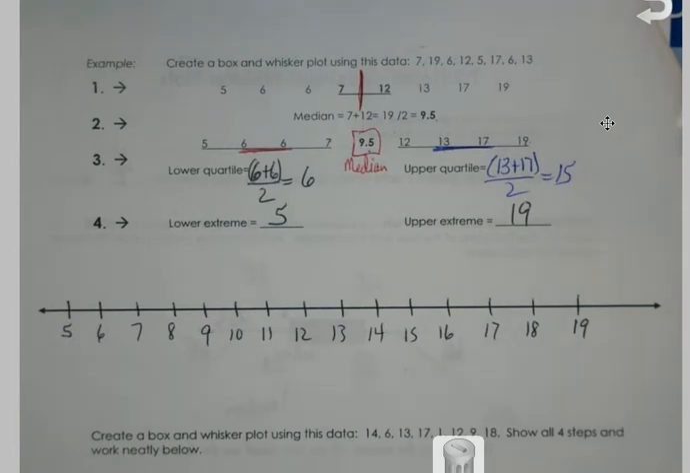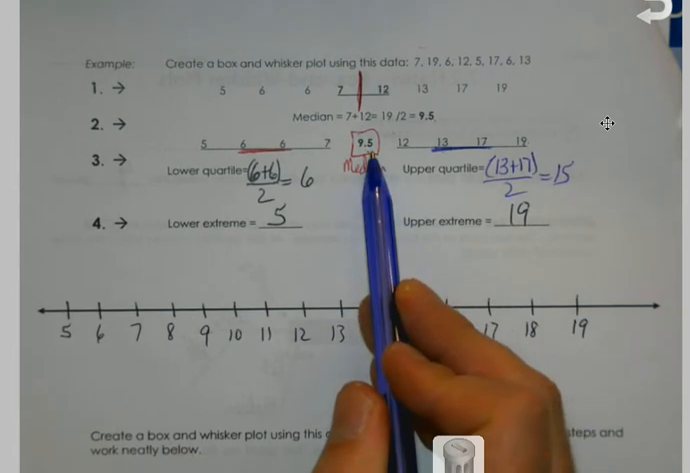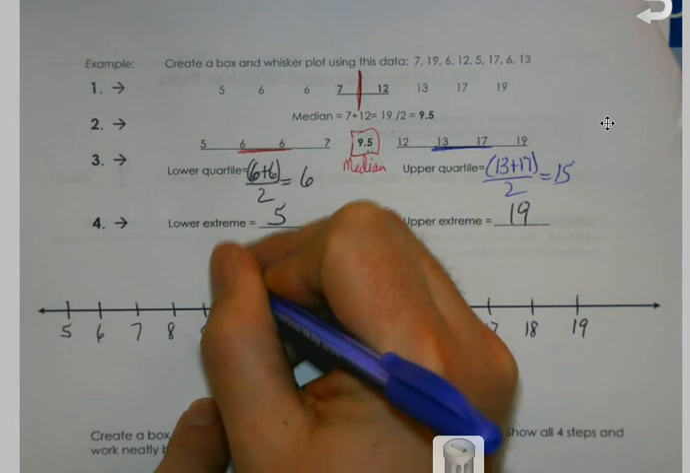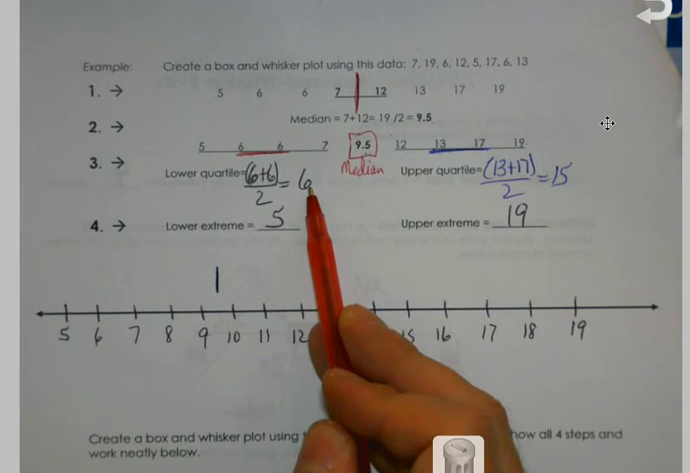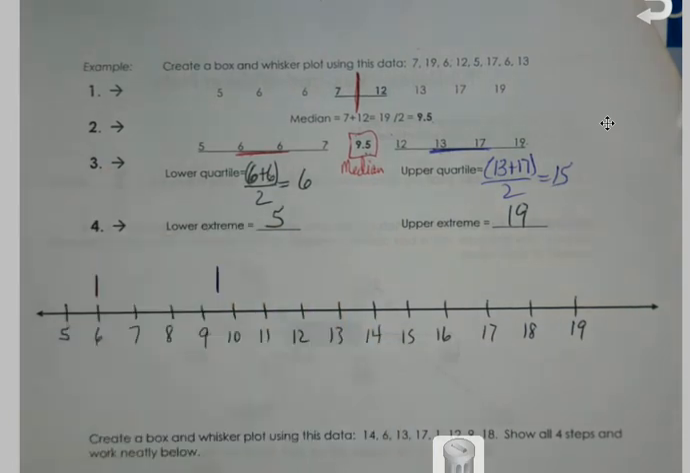So once I get my line set up, and all my little dash marks, I'm going to go back up here and say, okay, there's my median, 9.5. I'm going to come up here above the line and make a vertical line, sort of like a 1. I'm going to draw that in. Then I'm going to start working my way down. My lower quartile's at 6, so I'm going to go over to 6 and make a vertical line.